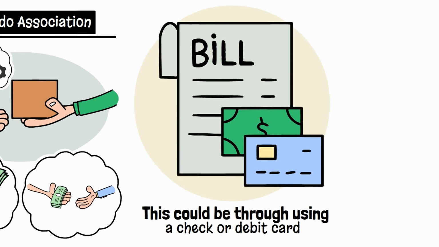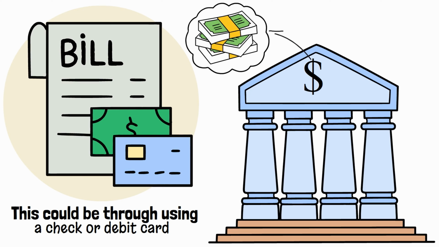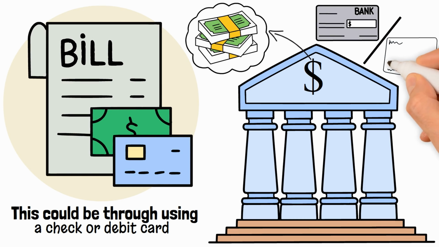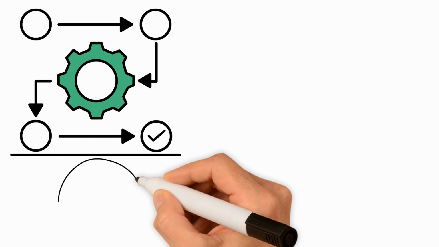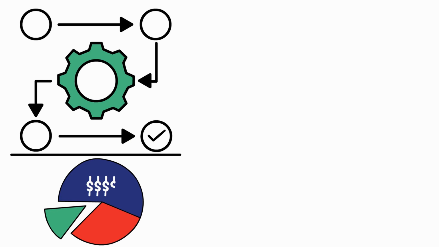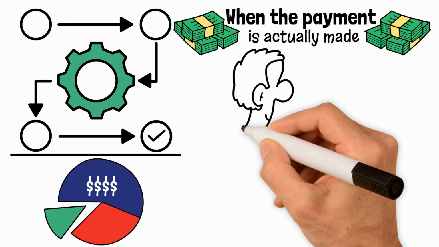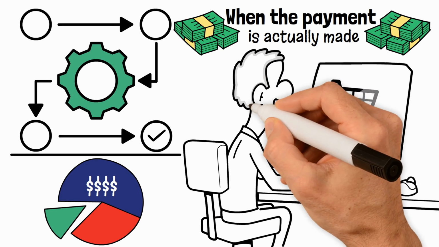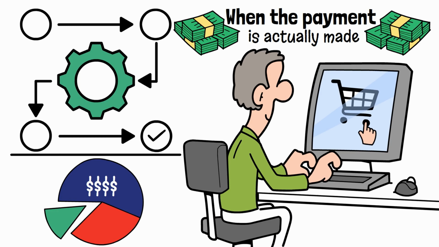The money is taken out of the bank account either when the check clears or immediately when paying with a debit card. With this method, the association only recognizes the expense when the payment is actually made, regardless of when the product or service was initially purchased or used.